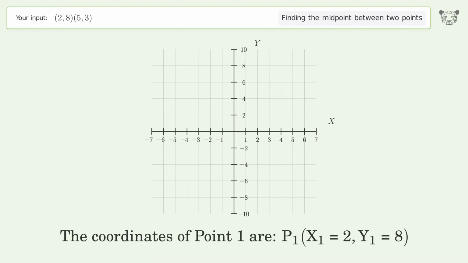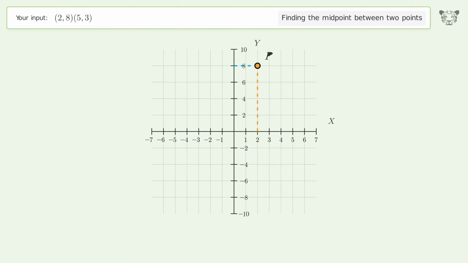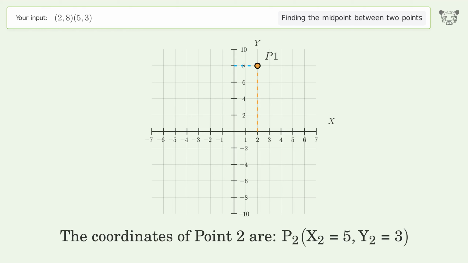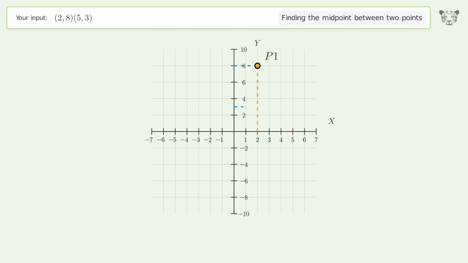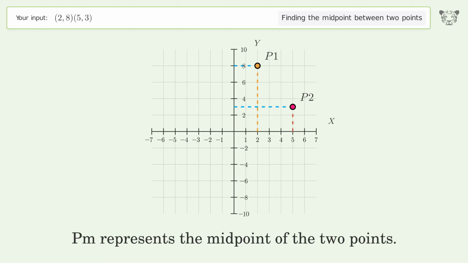The coordinates of point 1 are x1 equals 2, y1 equals 8. The coordinates of point 2 are x2 equals 5, y2 equals 3. PM represents the midpoint of the 2 points.